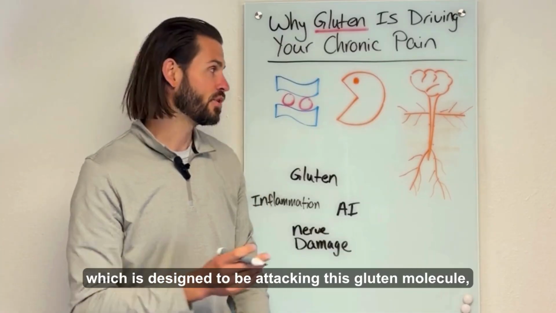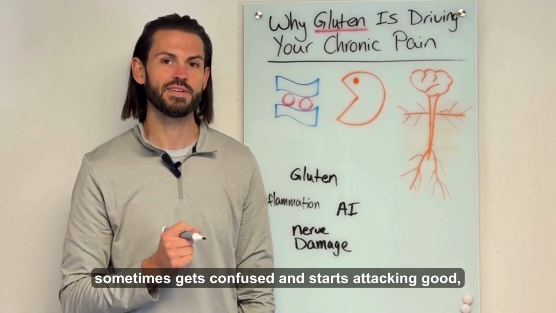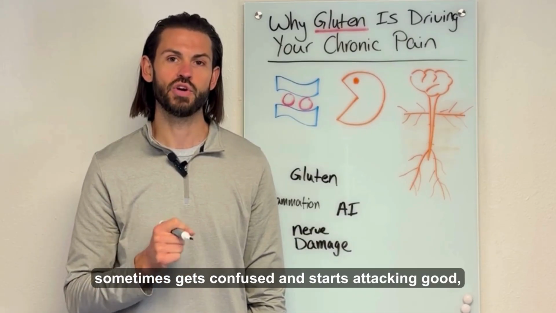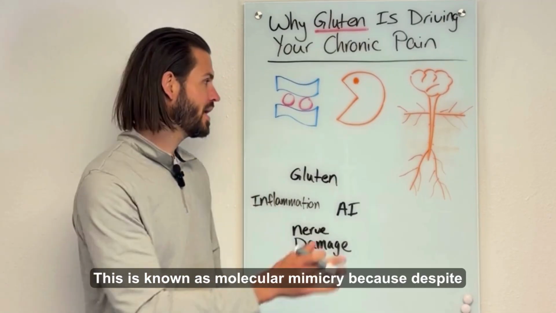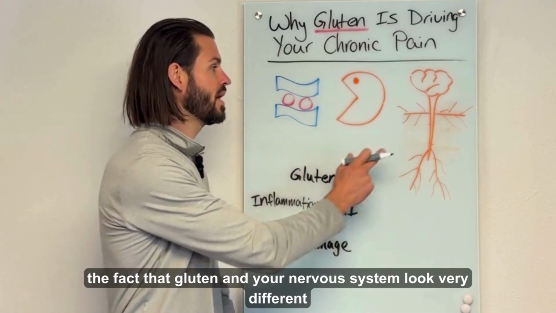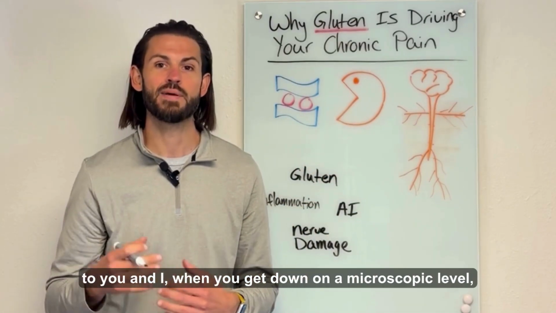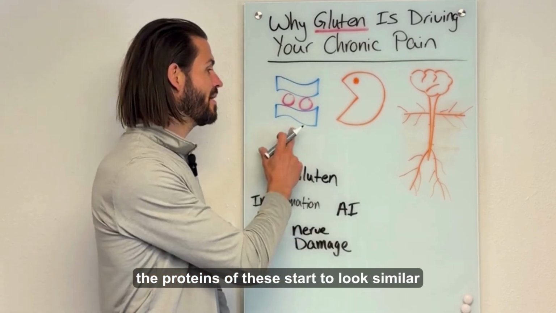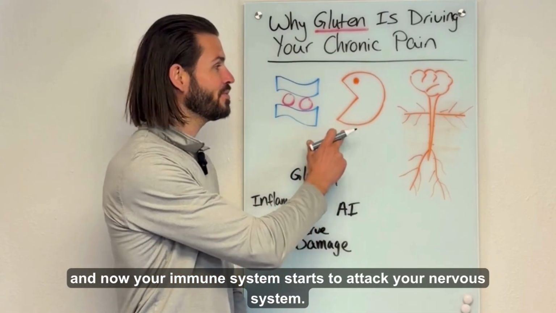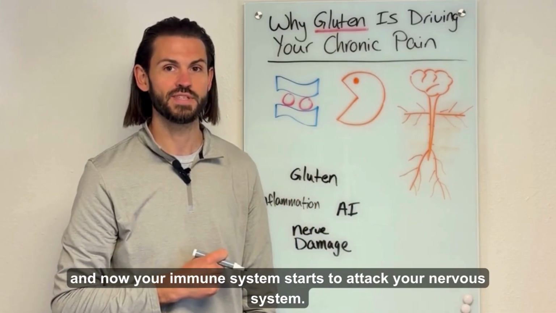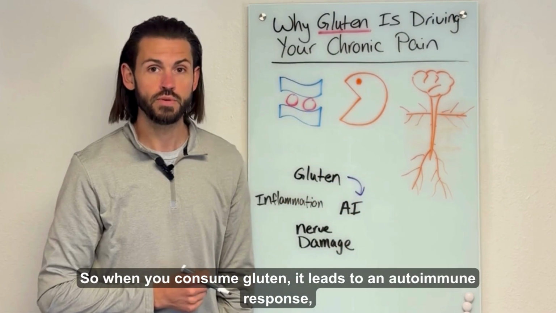Unfortunately, your immune system, which is designed to be attacking this gluten molecule, sometimes gets confused and starts attacking good, healthy tissues instead. This is known as molecular mimicry. Because despite the fact that gluten and your nervous system look very different to you and I, when you get down on a microscopic level, the proteins of these start to look similar, and now your immune system starts to attack your nervous system. So when you consume gluten, it leads to an autoimmune response.